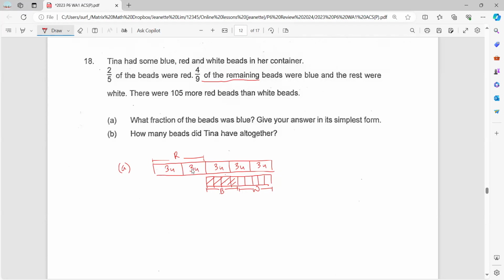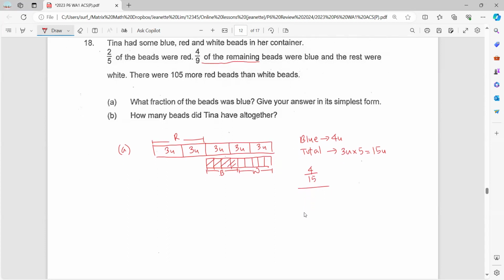So from here, read off the model, what fraction of them were blue? Blue is 4 units, total, which is just the top model, 3 units times 5. We have 15 units, so the answer will be 4/15. Okay, that's for part A. Now part B.